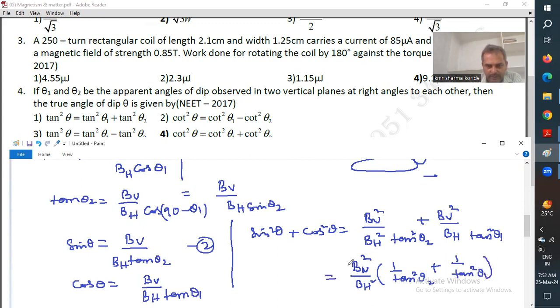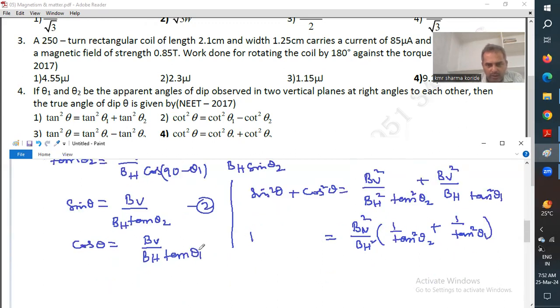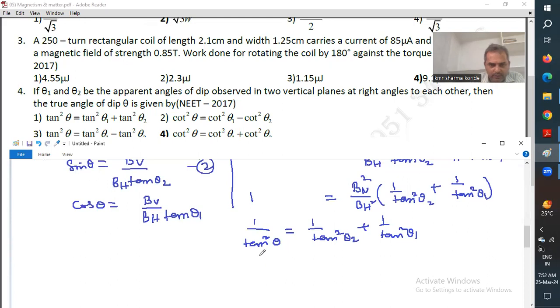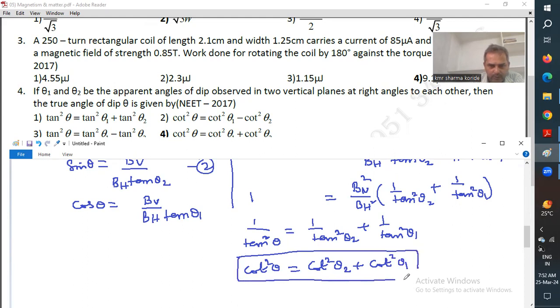This is BV by BH is tan theta, so this is anyhow 1. Now because BV by BH square will be tan square theta, if you take it down, it will be tan square theta in the denominator. 1 by tan square theta 2, 1 by tan square theta 1. Therefore, reverse, so it will be cot square theta is equal to cot square theta 2 plus cot square theta 1. So this is the answer.